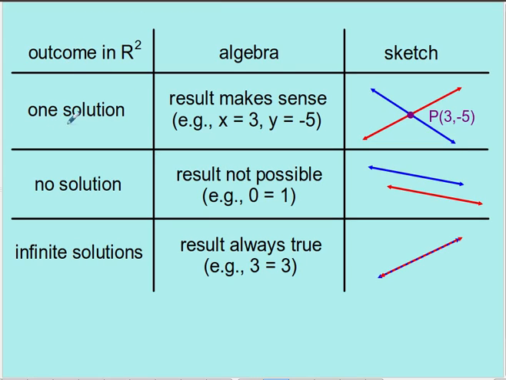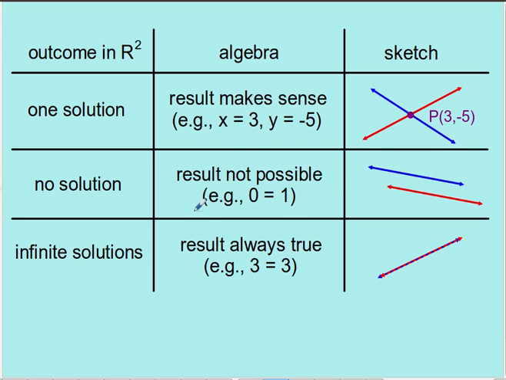So one solution, we have two lines and they cross at a point. When we do the algebra for that, the algebra just tends to make sense. It's what we expect. We get an x coordinate, we get a y coordinate, and that x and y coordinate together represents the coordinates of the point. No solution, that's an easy enough one to visualize. I draw two parallel lines. They're never going to touch each other.